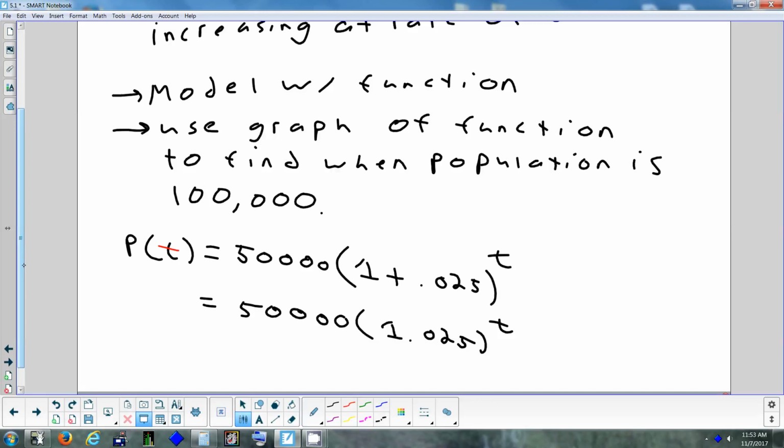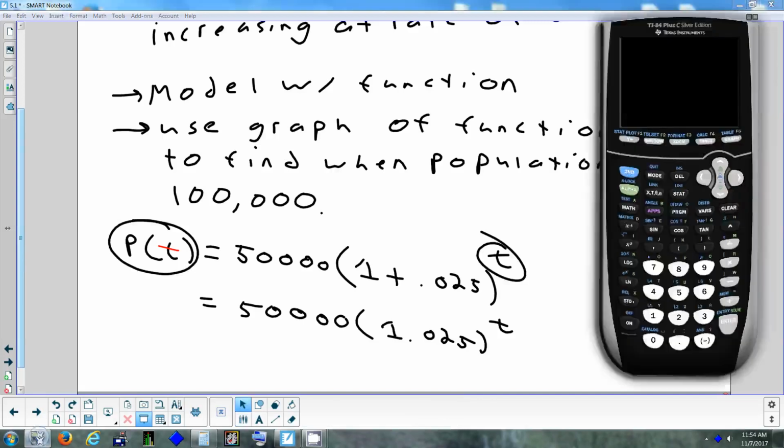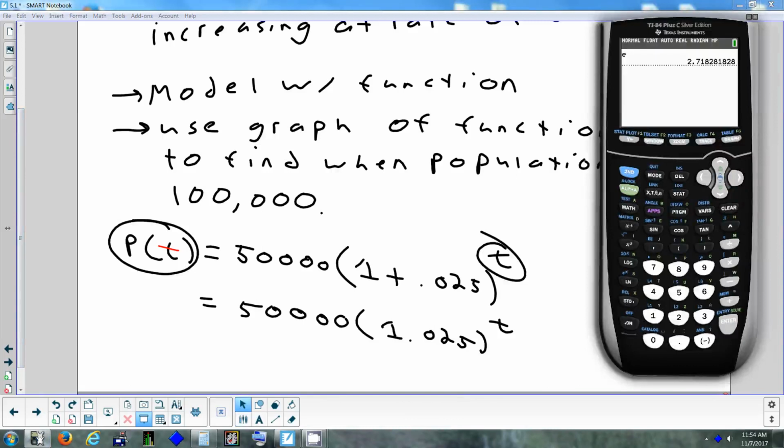Okay. And now they want to know when the population hits 100,000 people. Would that be what I plug in for P of t or t? Where would I fill that in? P of t. That's my y. So what I need is another y. So I'll use y2 and y1. So type in 50,000 times 1.025 to the x. Should be fine without parentheses because of order of operations. It'll do the exponent first. And then I want to know when I hit 100,000.